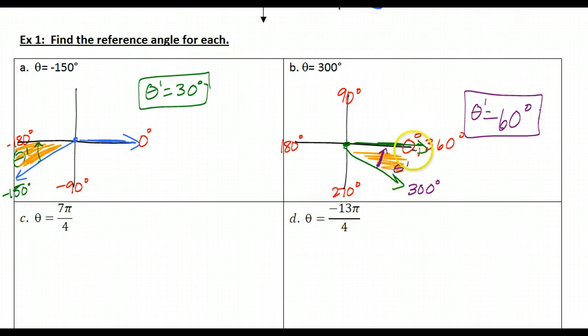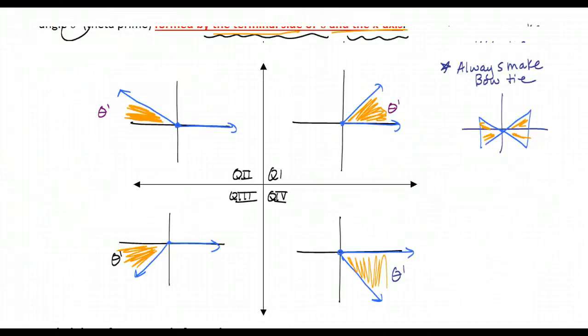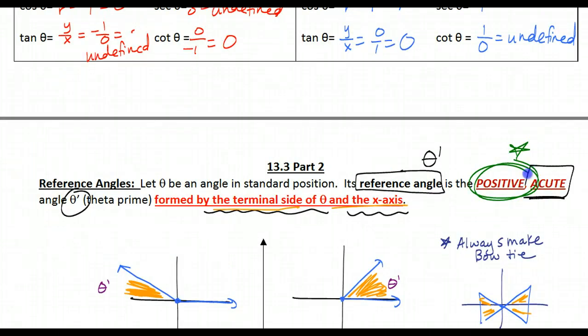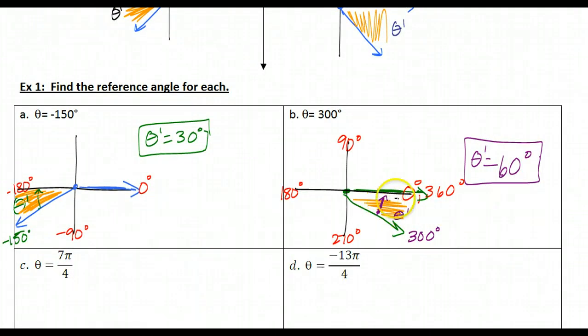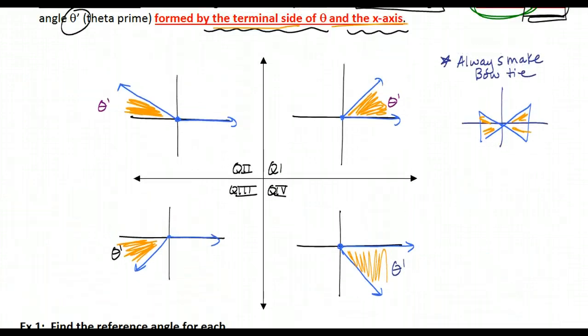Now, why did I say 60 instead of saying 300? Well, a reference angle is always also acute. So that means it's between 0 and 90. So I knew that it was not going to be 300, it's going to be between 0 and 90, so I used 60.